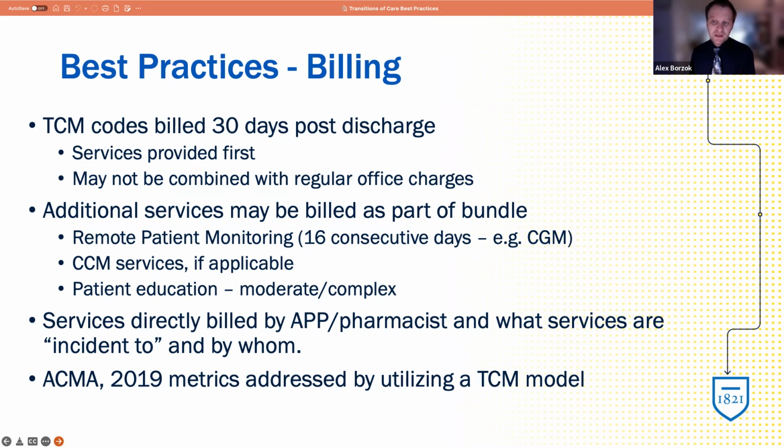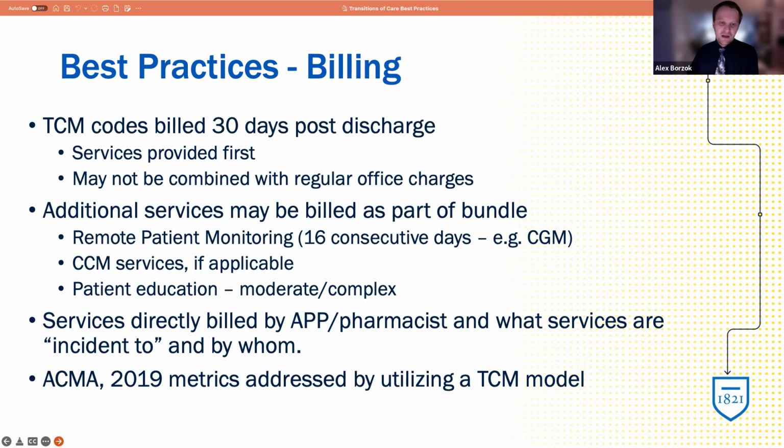So there's a whole bunch of different codes out there that you can use. CMS does recognize that this is a very big undertaking and a big time commitment on the part of the provider and the office staff. So there are things that you can bill for under the hood of TCM that you can bundle with the regular TCM visit charges. They include remote patient monitoring. If you have a patient on a continuous glucose monitor for 16 consecutive days, you're able to bill for that. CCM services, if applicable, you can bill for those.